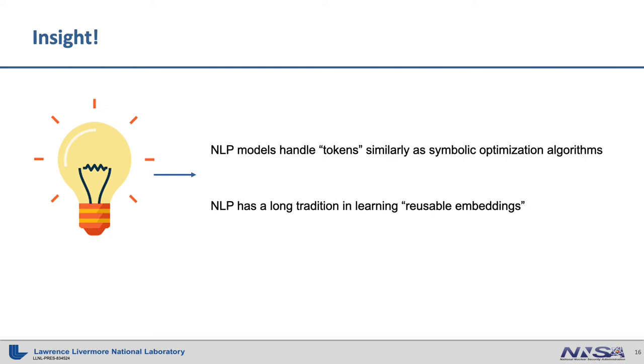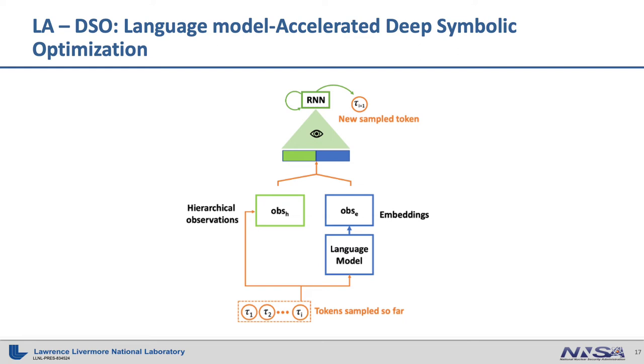So how can we leverage this tradition of NLP to support our search in symbolic optimization problems? The solution that we proposed is called language model accelerated deep symbolic optimization. The way it works, we train a language model on a data set of real-world solutions to the problem we are looking at. The language model learns the language of the problem. For example, for the antibody problem, the language model will learn how human antibodies look, how the amino acids interact with each other. So we can learn embeddings from those antibodies to reuse those representations.